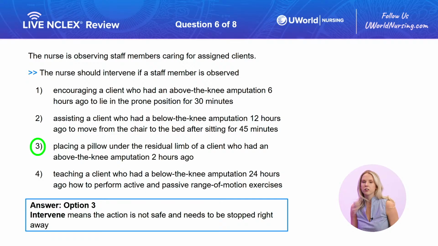Lastly, 4, teaching the client about how to perform the active and passive range of motion exercises. This is a great thing. Muscle strength and mobility are great tools to prevent these contractures from forming. So again, option number 3 was our correct option because it requires intervention.